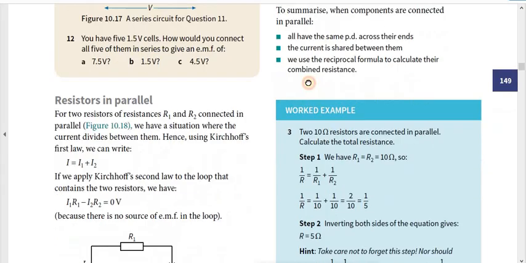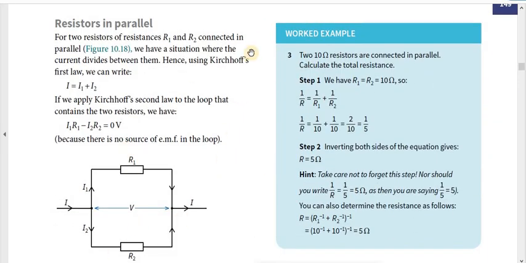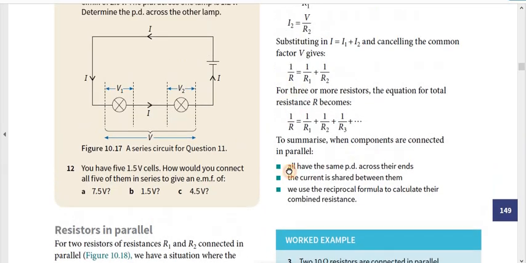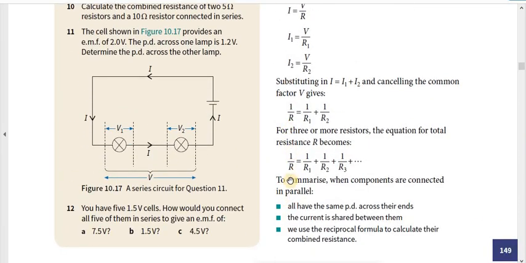Now this is for two resistors, but it can be an infinite number of resistors. So if you have any number of resistors, then the total resistance R is given by 1 over R equals 1 over R1 plus 1 over R2 plus 1 over R3 plus 1 over any number of resistances. So if you have 3 resistors, then you will have 3 terms on this side of the equation, and this R is the total resistance.